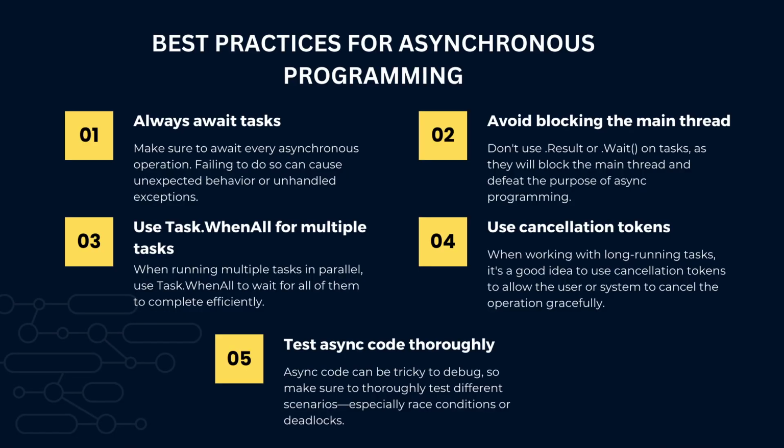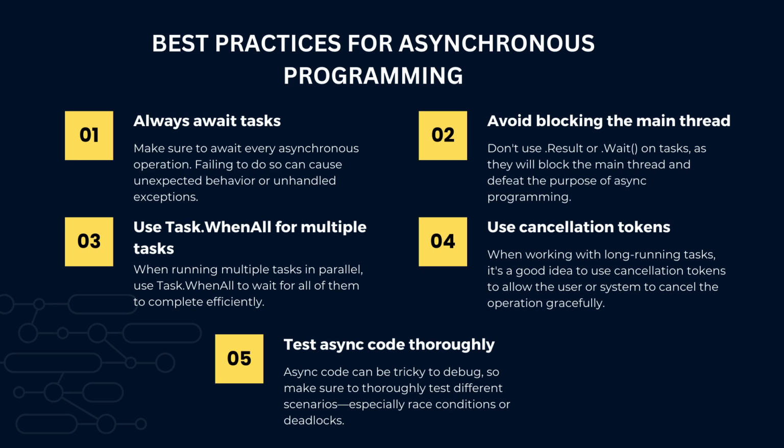As you dive deeper into asynchronous programming, there are a few best practices and common pitfalls to be aware of. Always await tasks. Make sure to await every asynchronous operation. Failing to do so can cause unexpected behavior or unhandled exceptions. Avoid blocking the main thread. Don't use .Result or .Wait on tasks, as they will block the main thread and defeat the purpose of async programming. Use Task.WhenAll for multiple tasks. When running multiple tasks in parallel, use Task.WhenAll to wait for all of them to complete efficiently.